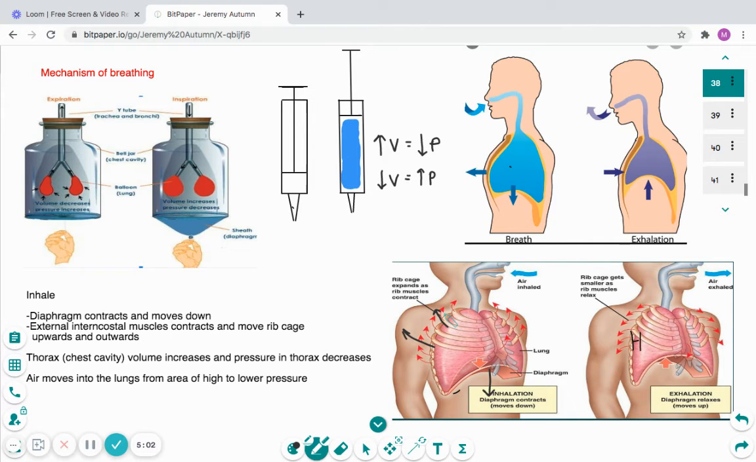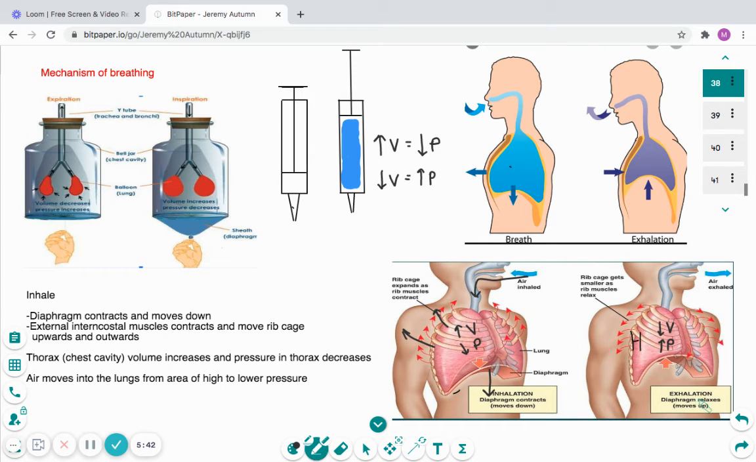So the combined contractions of the diaphragm and the external intercostal muscles have caused increased volume and therefore decreased pressure. And that is going to cause air to move in. So it's the exact opposite then. If we want to breathe out, we need to make the volume in here smaller. We need to decrease the volume, and that's going to cause an increase in the pressure. So how do we decrease the volume?